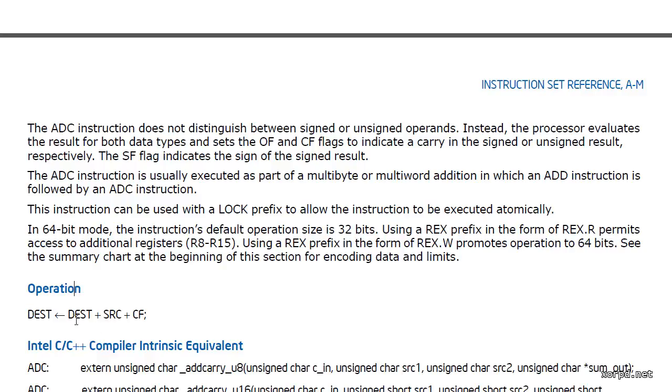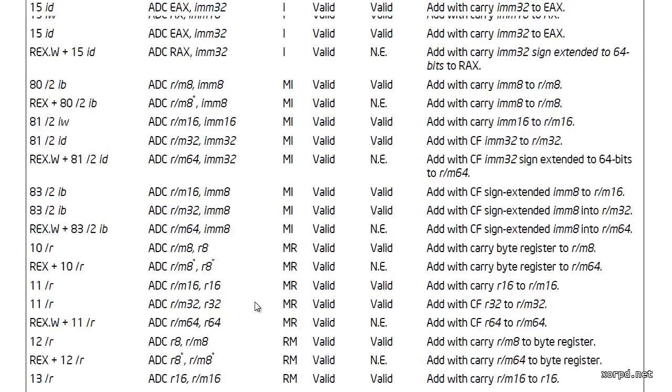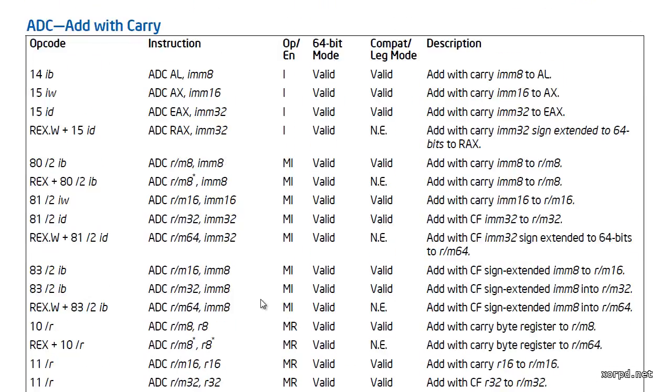We can see here that we take dest plus source plus carry flag, and we store the result of the sum of all those three into dest. I think that this is pretty cool, that you can just take a look at the instruction set and only after a short time understand a new instruction or learn about a new instruction. For example, only in a few minutes we have learned about a new instruction, the ADC instruction. And we also have a good idea of what we can do with this instruction.